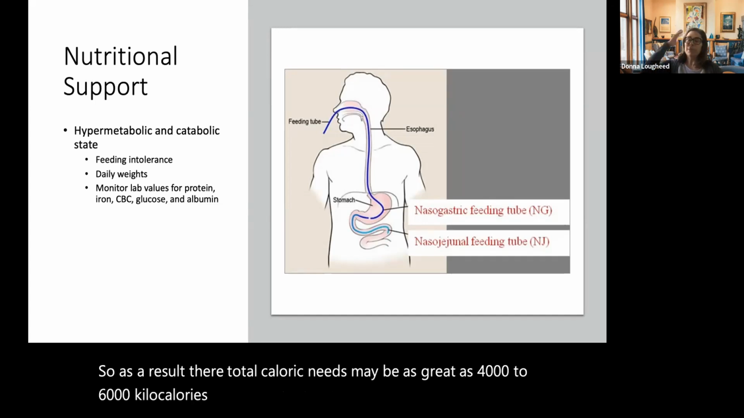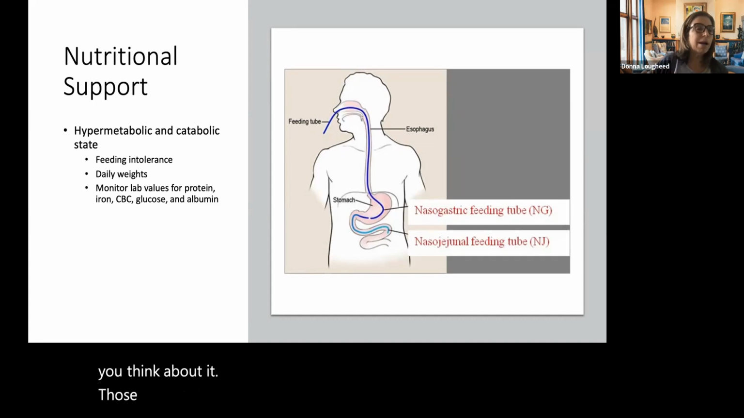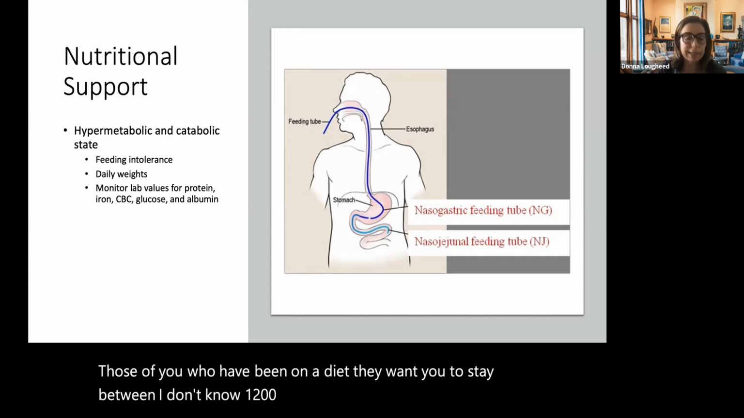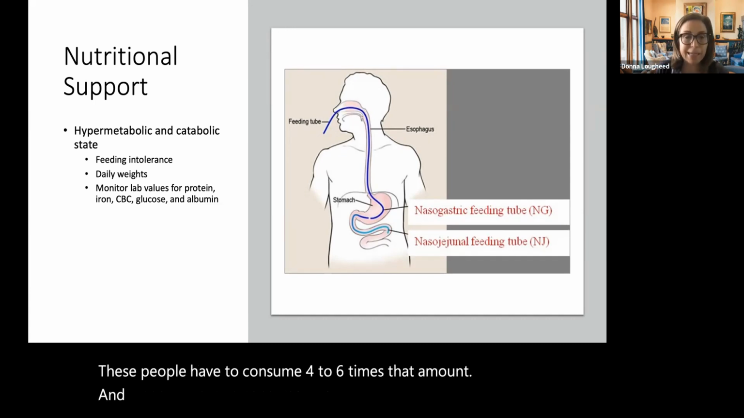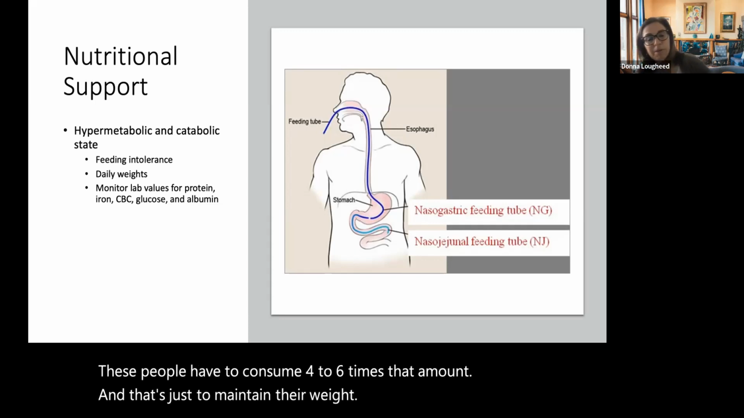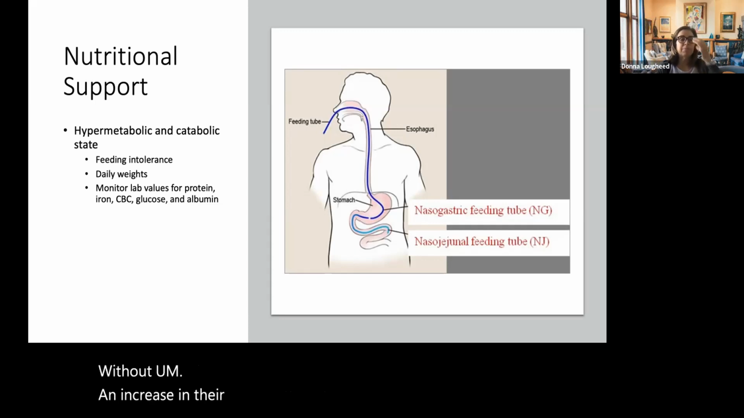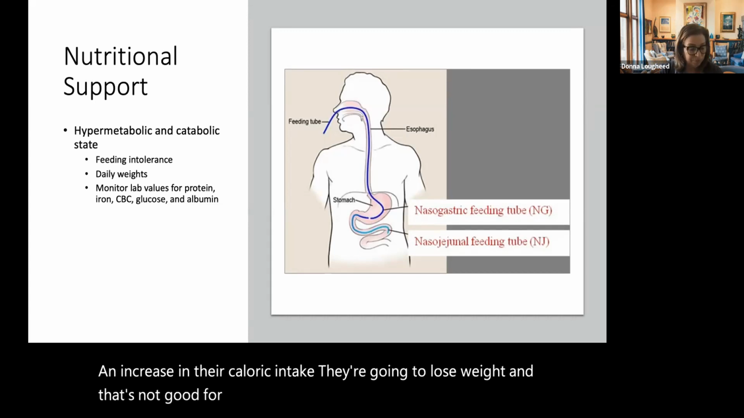If you want to put that in perspective, those of you who have been on a diet, they want you to stay at around 1,200 kilocalories a day to lose weight. These people have to consume 4 to 6 times that amount. And that's just to maintain their weight. Without an increase in their caloric intake, they're going to lose weight. And that's not good for nutrition.